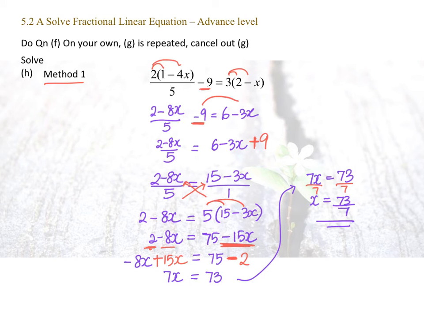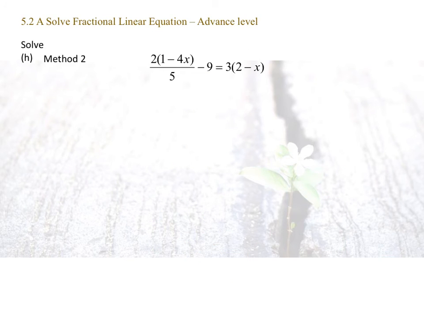Have you gotten your answer? Now let us try method 2 where we need to combine the two terms into one single fraction. Method number 2, combine the following into one single fraction. So we notice we have this portion over here on the left hand side. We have brackets for us to expand. And that will give me 2x minus 8 over 5.